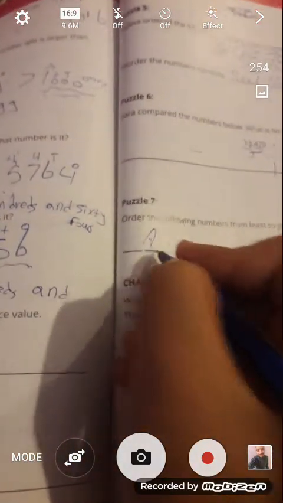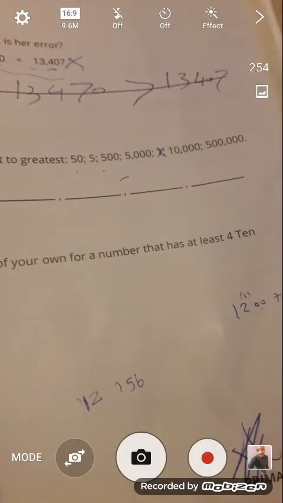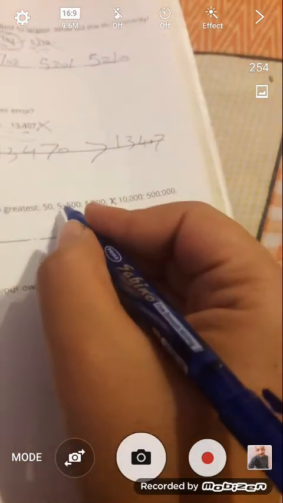We have these numbers and we want to arrange them from the least to the greatest. We have 50, 5, 500, 5,000, 1, 10,000, 500,000. It's very easy. The smallest number will be 1. We want to arrange from the least to the greatest, or from the smallest to the greatest. So we have written 1. We have 50, 5, 500, 5,000. So the next number will be 5. And cancel this 5.